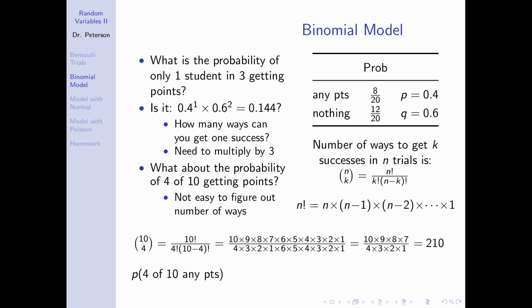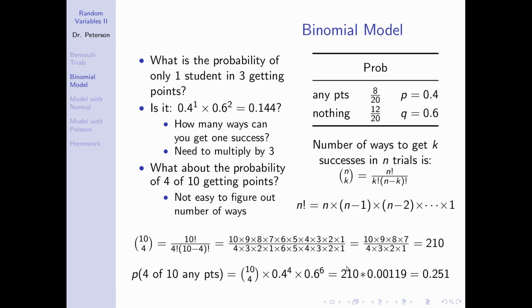Okay. So our probability of 4 in 10 is 10 choose 4 times 0.4 to the 4th times 0.6 to the 6th, equals 210 times 0.00119, which is about 1 in 4. This is the way we use the binomial model.